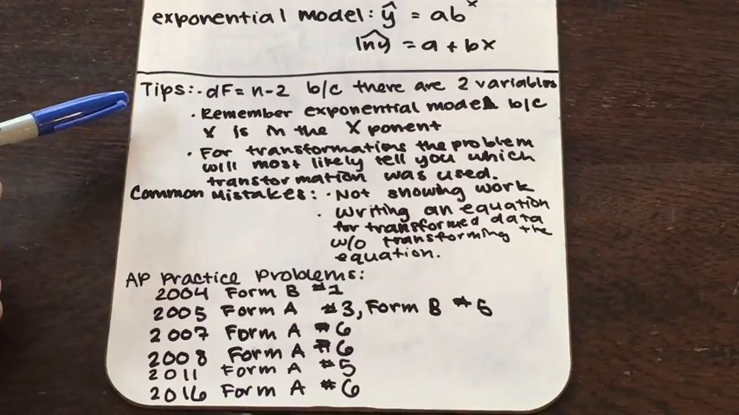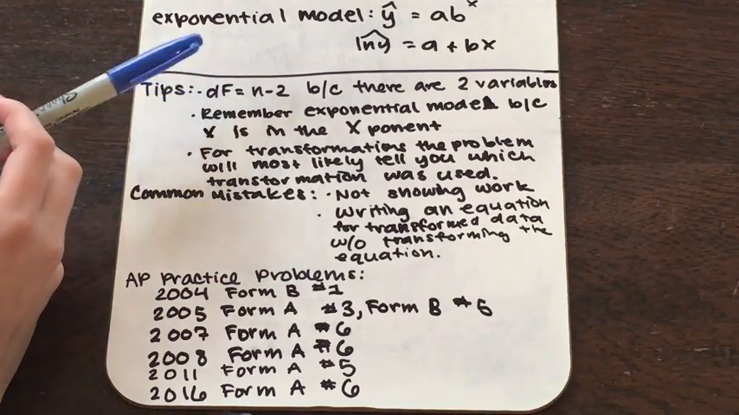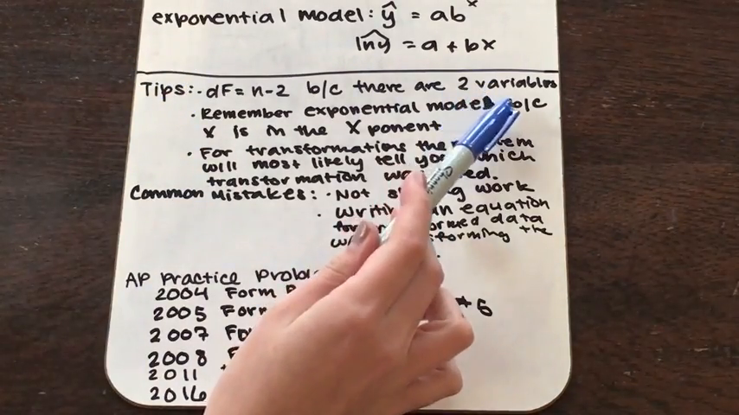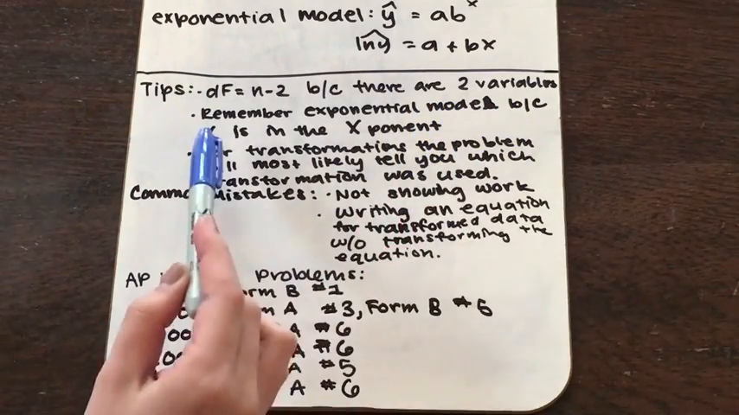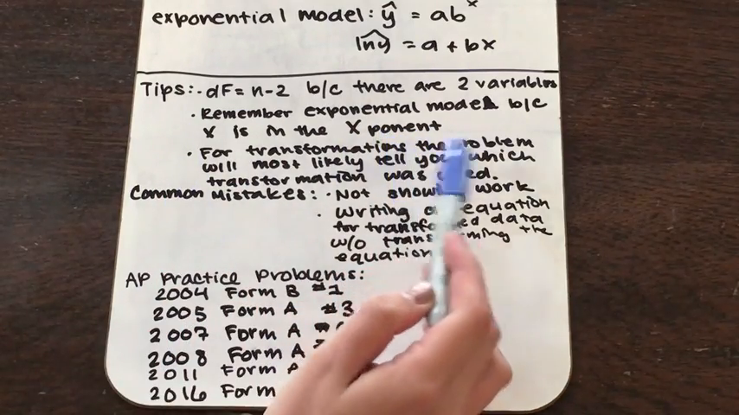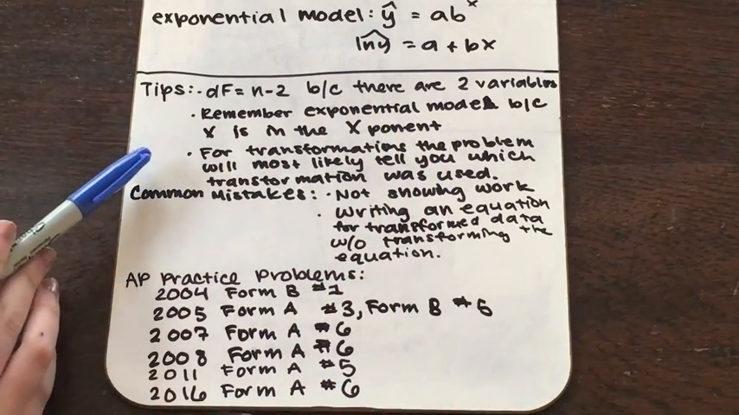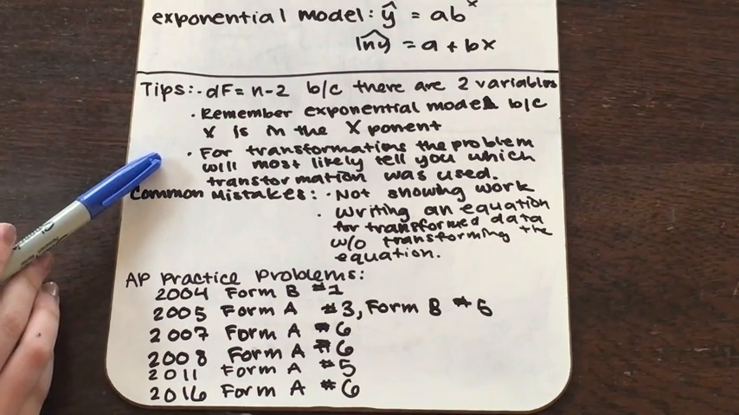Here are some tips for linear regression problems. You can remember the degrees of freedom as n-2 because there are 2 variables, x and y. And then you can also remember the exponential model because x is in the exponent. And then for transformations, the problem will most likely tell you which transformation was used. So you just have to put the data into an appropriate equation for that transformation.